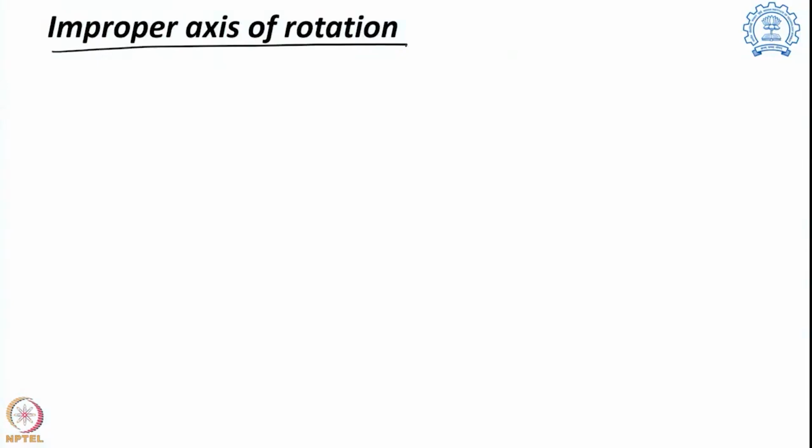Now, we come to the fourth one, improper axis of rotation. Previously we have already gone through rotation through an axis, which is known as the proper axis of rotation, because we are rotating along a line and we are going to go to an indistinguishable and superimposable structure. However, in improper axis of rotation we are going to do 2 operations together.